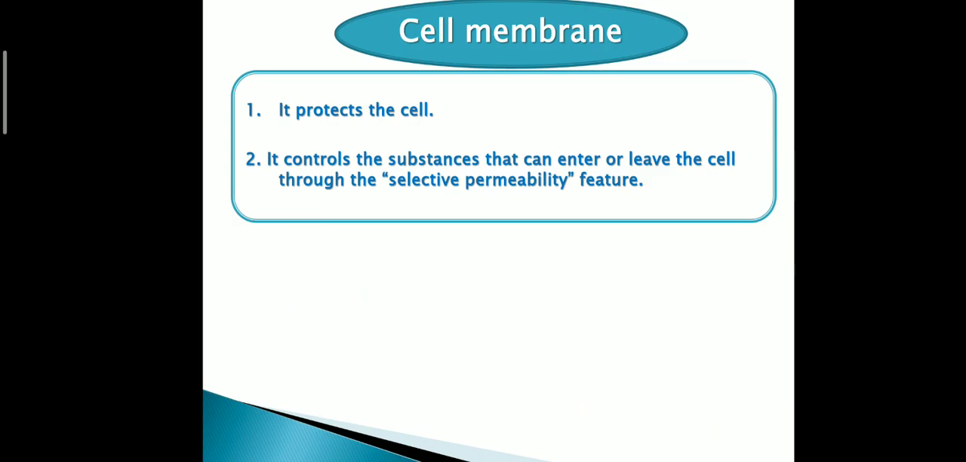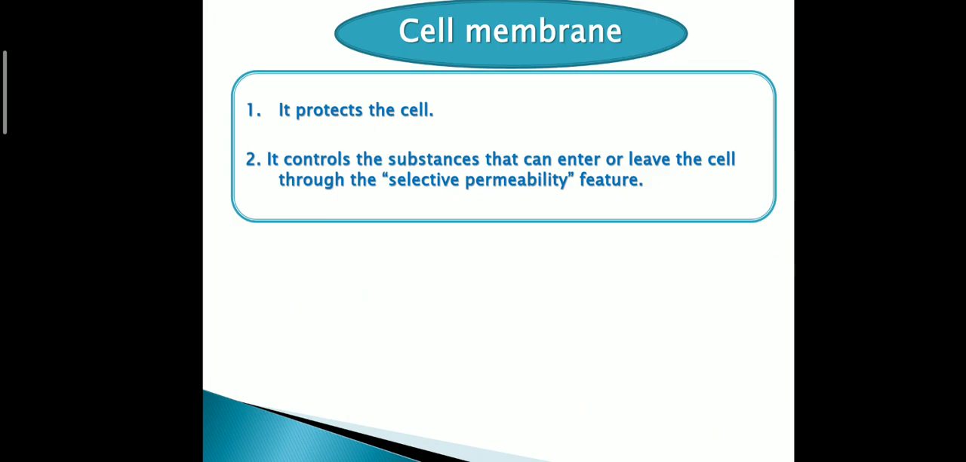If the cell needs any substance, the cell membrane allows it to pass into the cell. And if the cell doesn't need some substance, the cell membrane does not allow it, preventing this substance from entering. So we can say the cell membrane controls substances that enter or leave.